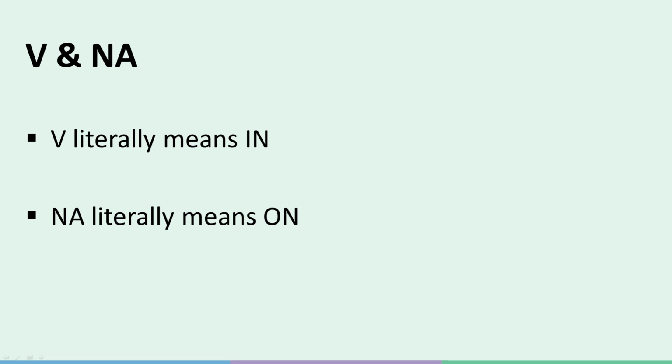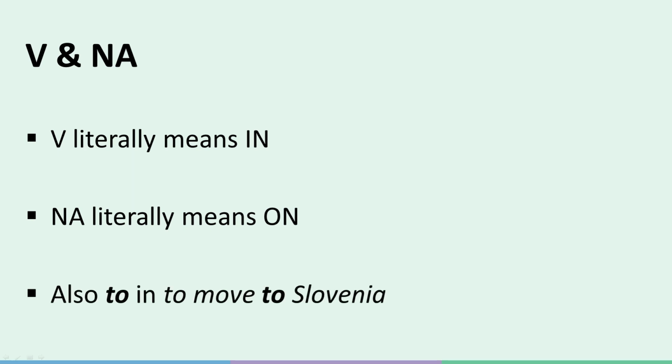Technically that's true, but if that were the case, this would be the end of today's lesson, since you'd just use u in place of the English in, and na instead of the English on. But it's not quite that simple. That's because the to in, for example, to move to Slovenia also translates as u or na in Slovene, and in those contexts it can be difficult to know which one to use. Here are some examples.